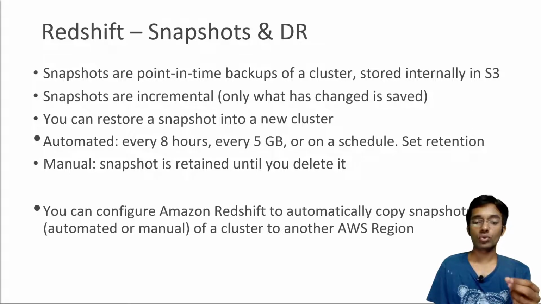We have two kinds of snapshots. The first are automated snapshots, and they happen every 8 hours, or every 5 gigabytes of data changed in your cluster, or on a schedule that you set, and you set a retention for your snapshots. For example, 30 days, and after 30 days your snapshots will be automatically removed.